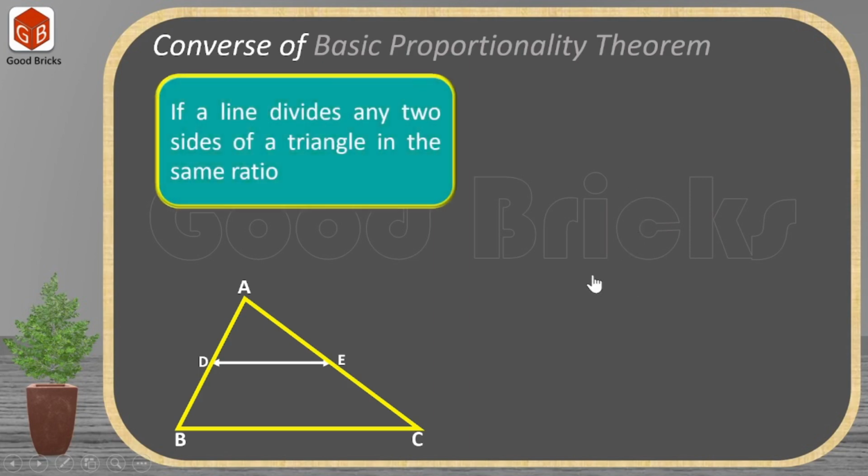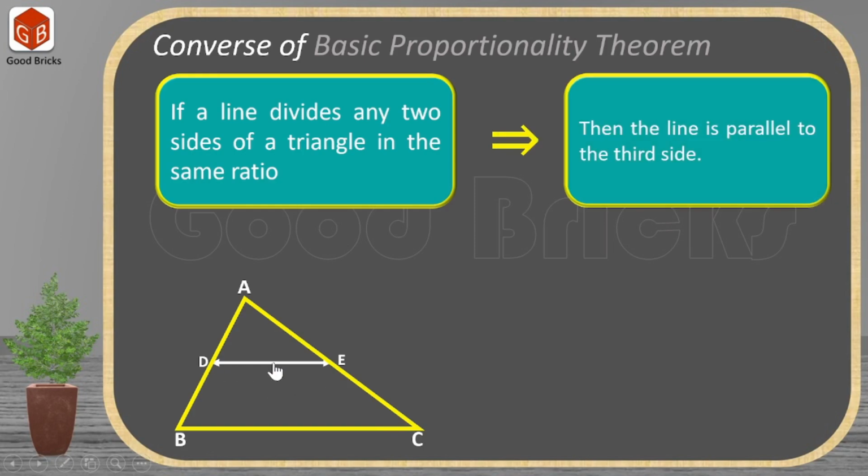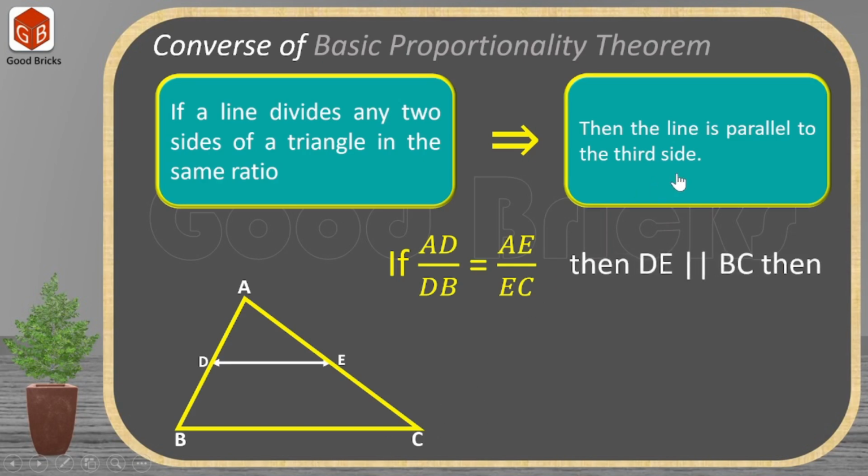See here what the converse of the basic proportionality theorem says. If a line divides any two sides of a triangle in the same ratio, it means if this DE line is dividing the two sides AB and AC in the same ratio, then what happens? This DE will be parallel to BC, the third side. So that is what the converse of the basic proportionality theorem says.